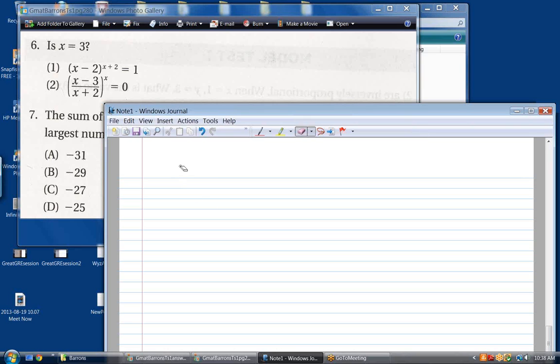And the first statement says (x minus 2) to the (x plus 2) equals 1. Well, the first obvious step is to plug in 3 for x and see if that's true, and it is. Well, 3 minus 2 is 1. 3 plus 2 is 5. And 1 to the 5th will still be 1. So x certainly, that's one value that works. But does it have to be 3? Is there any other number that works?